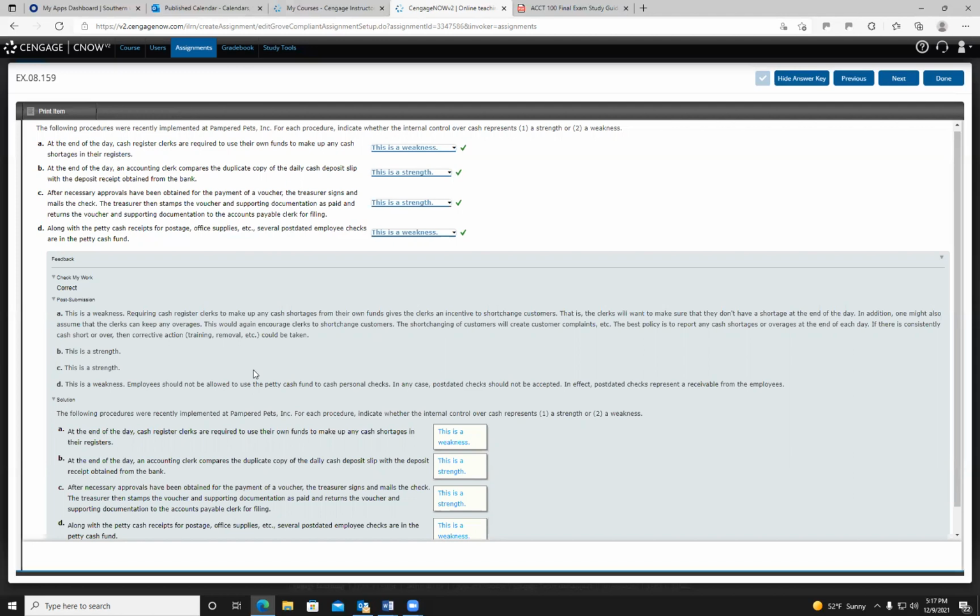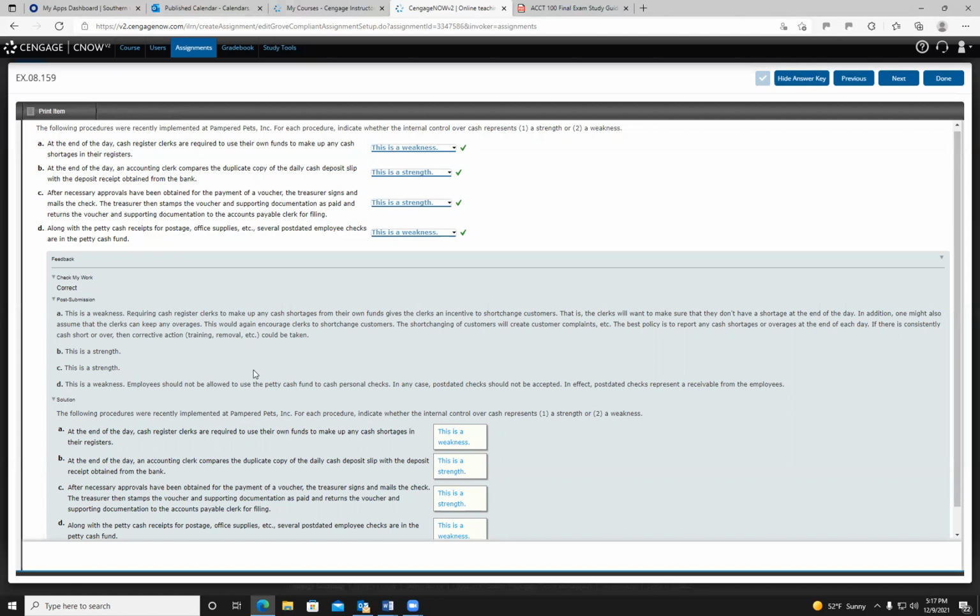So what it means by it gives the clerks an incentive to shortchange customers is that it's going to create an overage in their register. And so therefore, when they're counting the register in the day, if they show that they have an overage, they'll just pocket the money. All right, so that's a weakness.